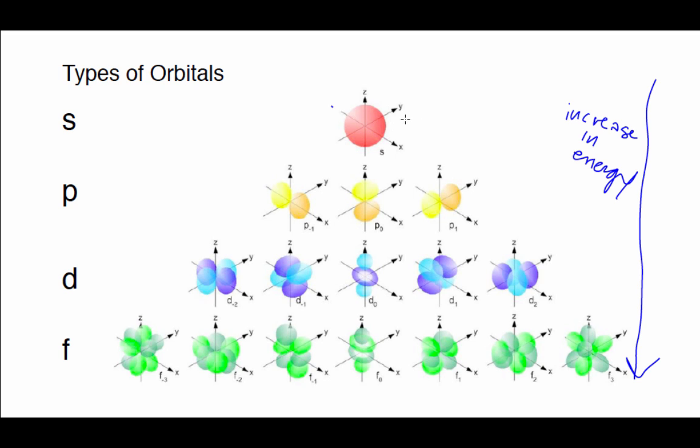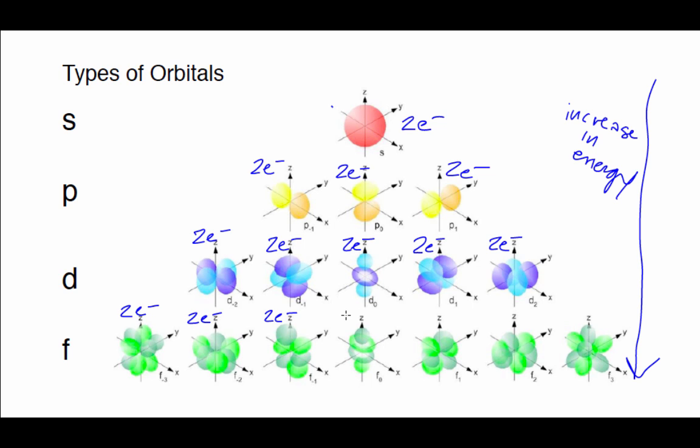Each orbital can hold 2 electrons. So that one s orbital can hold 2. Each of these p orbitals can hold 2 electrons. And so forth as you move down the page. Each d orbital can hold 2 electrons. So even though their shapes are very, very different from each other, they can all hold 2 electrons, even these very complicated shapes in the f orbitals. You don't even have to draw these 2 electrons in if you don't want to. I'm just doing it for emphasis to show you.